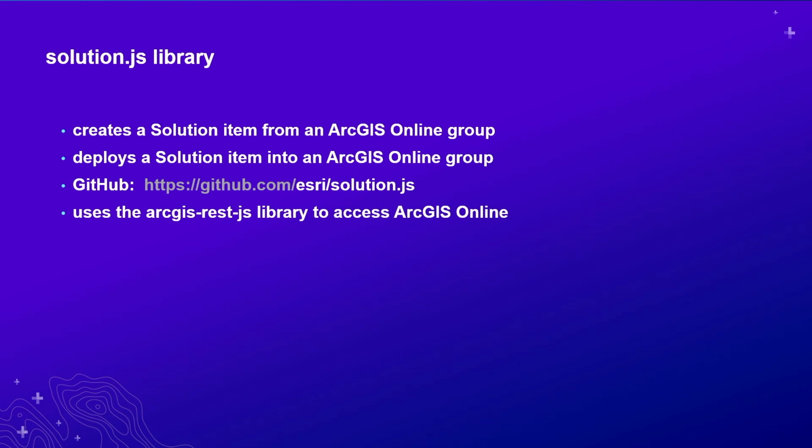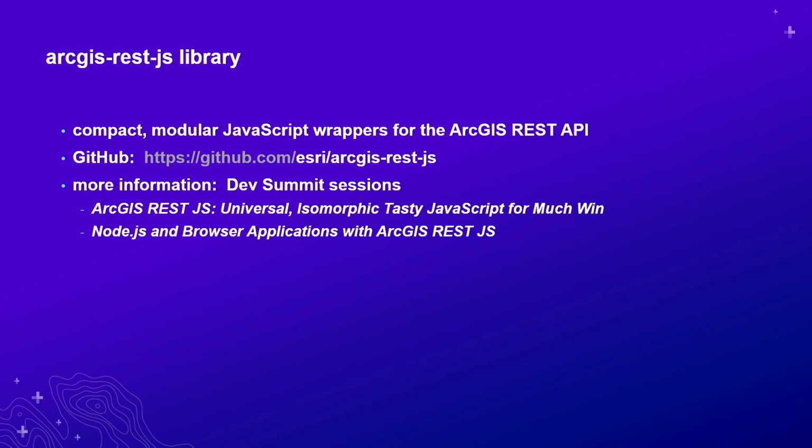Underneath, it uses a library called ArcGIS REST.js. And I mention this because it's an incredibly valuable library for working with ArcGIS Online, because it handles authentication, so it makes it easier to read from organizations and write to organizations, which can be tricky. You've got to get a token, you've got to append it to each of your calls in the proper way. You've got to refresh the token when it wears out. So this library is an important part of the solution.js library. It's also open source. It's also available on GitHub under the Esri organization. And to find out more about it, if you want to use it directly, there are a couple of Dev Summit sessions that talk about it.